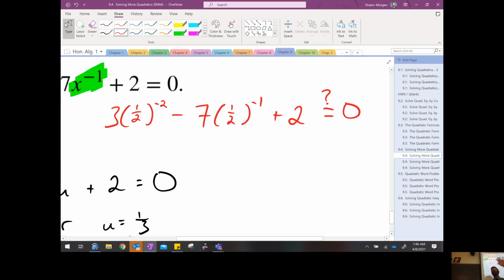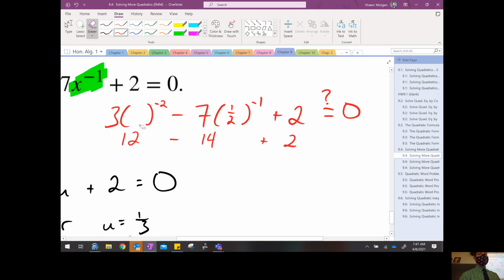Negative exponent, when we raise a fraction to a negative exponent, that's the same thing as flipping it. And so if I raise it to the negative second, I'm going to flip it and square. 1/2 flipped is 2, squared is 4. 4 times 3 is 12. First term becomes 12. Did you see how quickly we did that in our heads? Okay. What about 1/2 to the negative first? What is that? That's 2. 2 times 7 is 14. Does that check out? It certainly does.